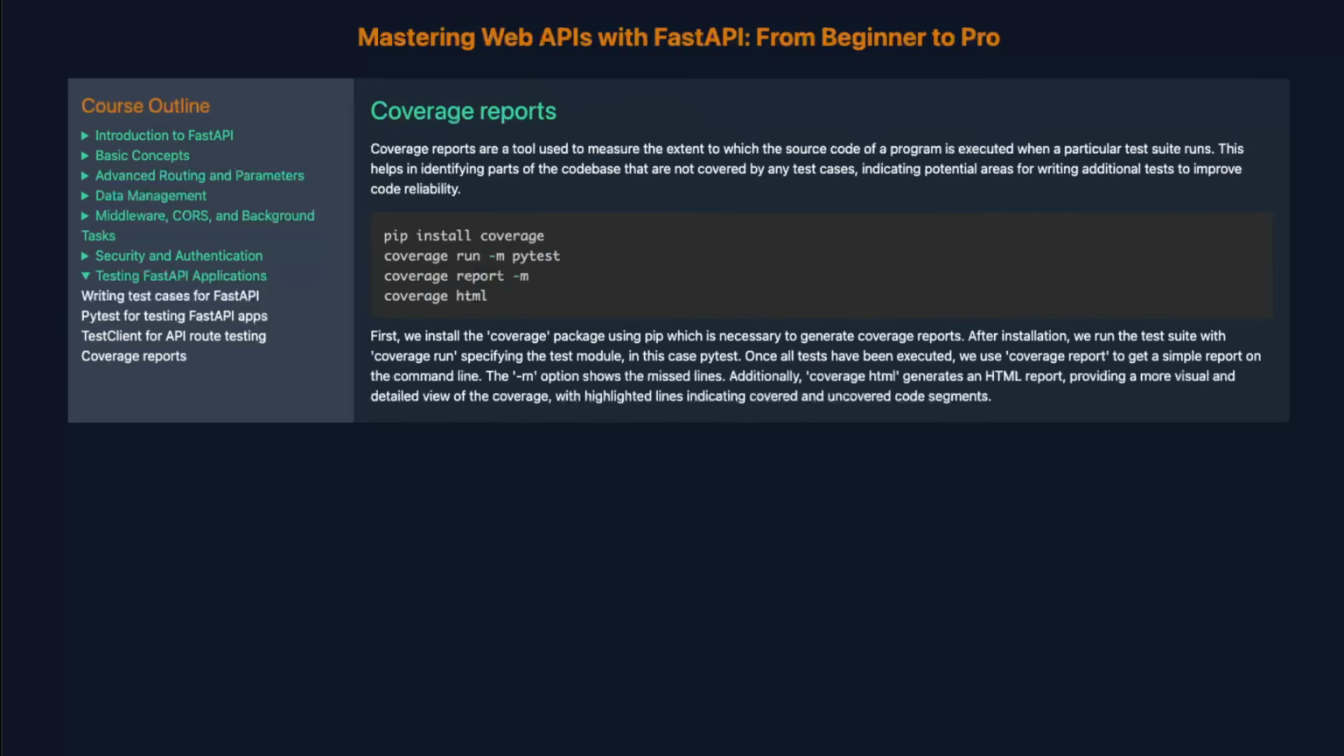Coverage reports. Coverage reports are a tool used to measure the extent to which the source code of a program is executed when a particular test suite runs. This helps in identifying parts of the codebase that are not covered by any test cases, indicating potential areas for writing additional tests to improve code reliability.